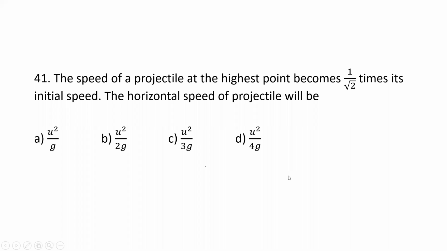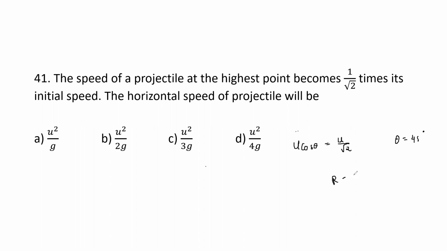The speed of a projectile at the highest point becomes 1 upon square root of 2 times its initial speed. The horizontal speed of the projectile at the highest point is given by u cos theta, which is equal to u divided by root 2. So theta is equal to 45 degrees.